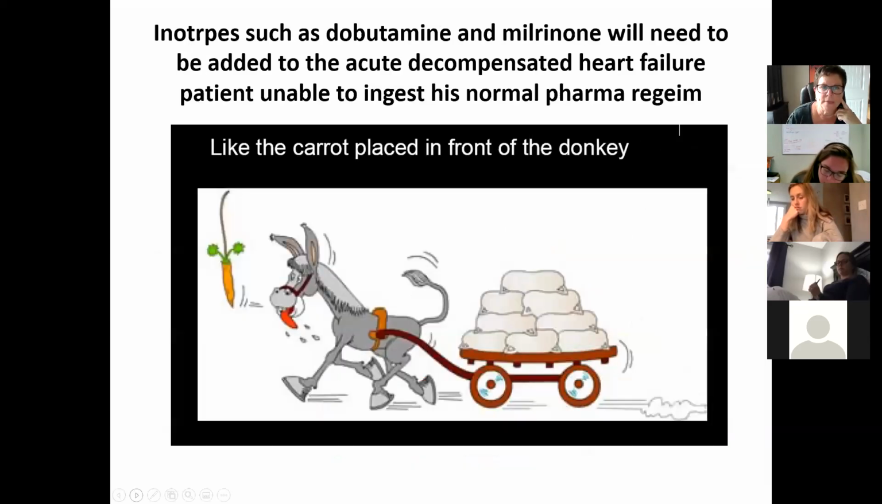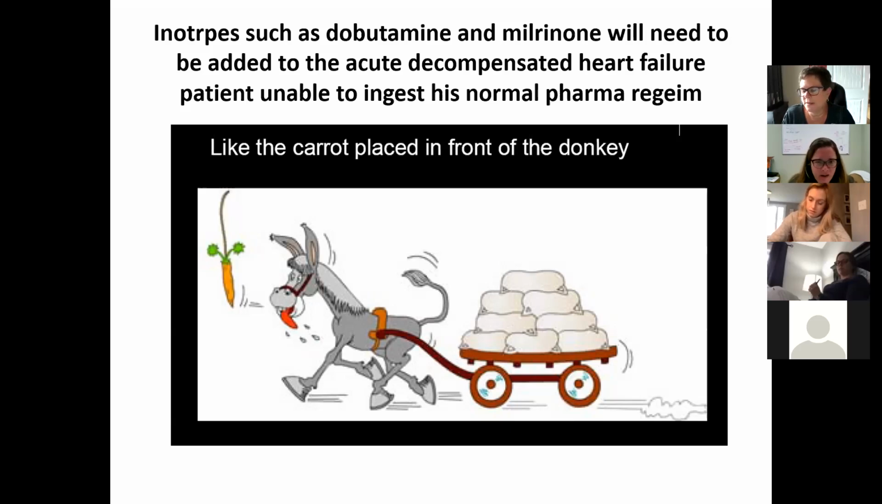So sometimes when our patients are not able to take these pharma recommendations, we have to admit them to intensive care units and give them positive inotropes. And the two true inotropes that we use in Canada are dobutamine and milrinone. And they are recommended for enhancing contractility.